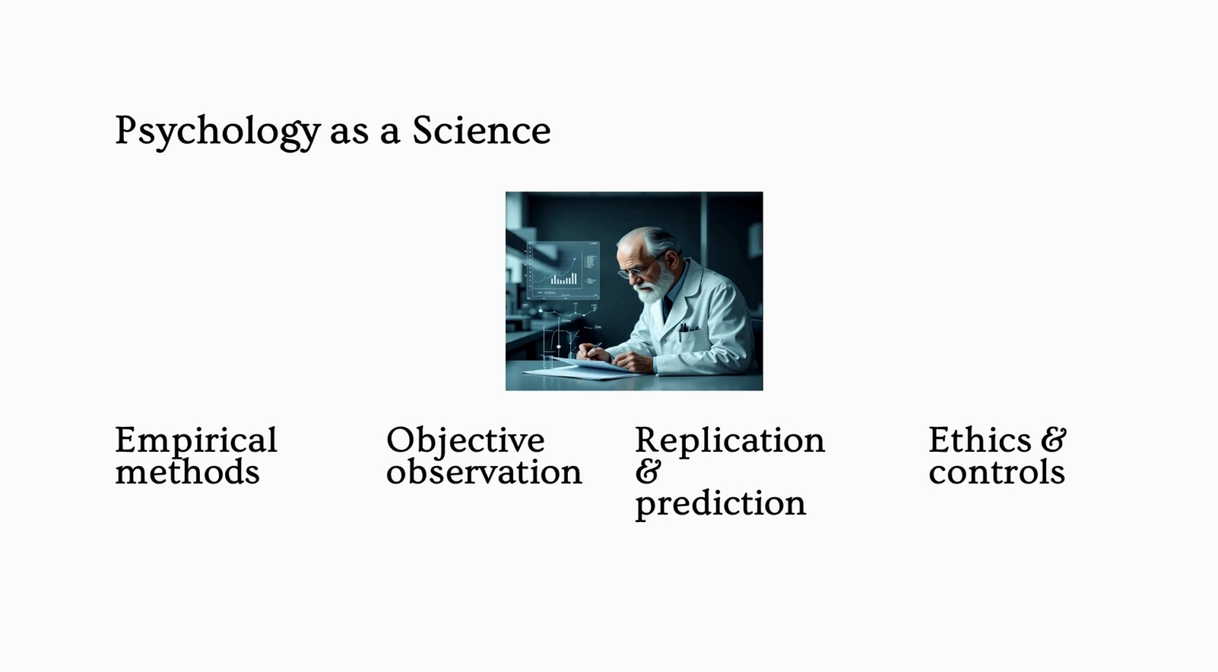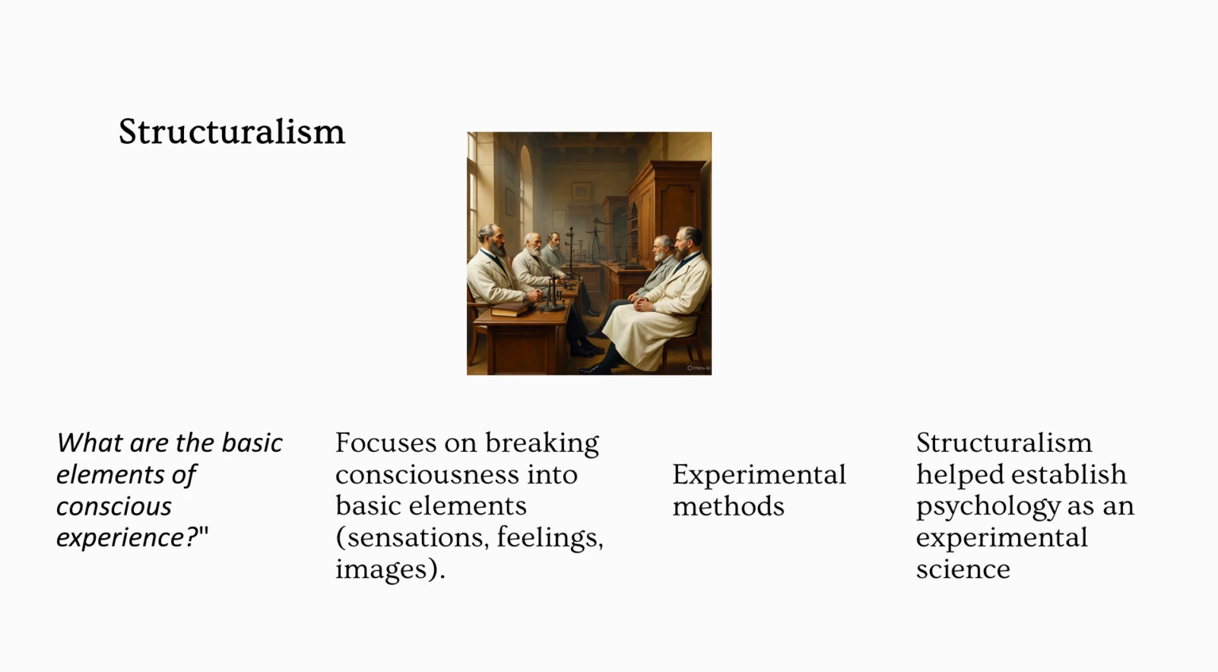Replication and prediction. A scientific claim is stronger if other researchers can reproduce the result. Psychology aims to predict behavior reliably, e.g., people who ruminate are more likely to experience depression. Replication builds confidence. Failure to replicate leads to refining theories and methods. Ethics and controls. Psychological science includes ethical safeguards, informed consent, confidentiality, and control techniques, random assignment, control groups, to isolate causal effects. Major approaches to psychology.